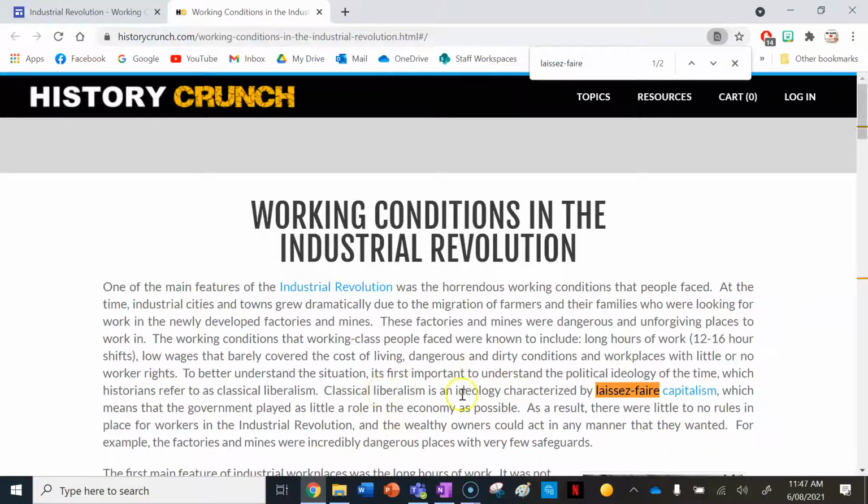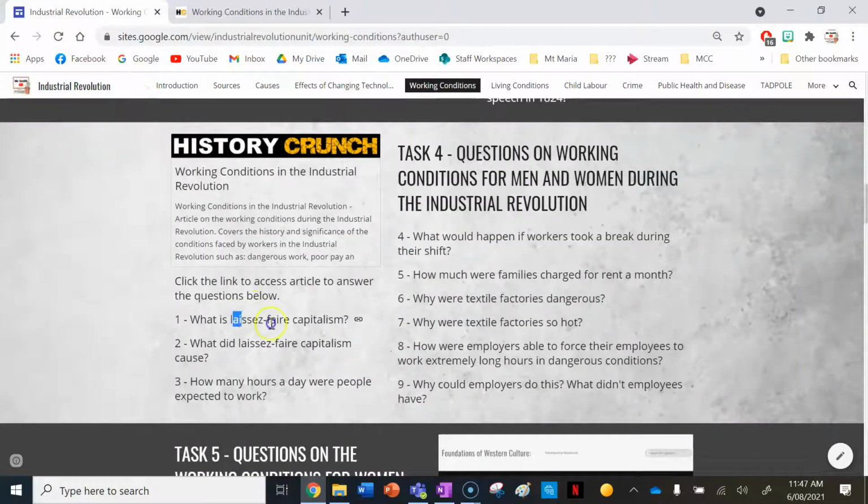classic liberalism is an ideology characterized by laissez-faire capitalism, which means that the government played as little role in the economy as possible. So that means the government didn't play a role in the economy.